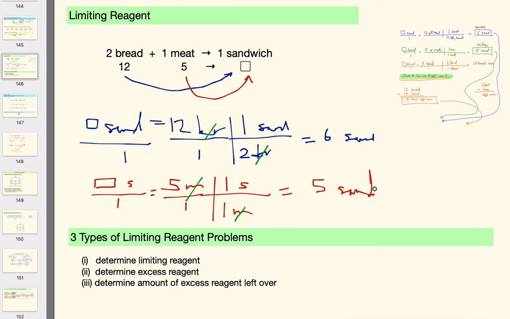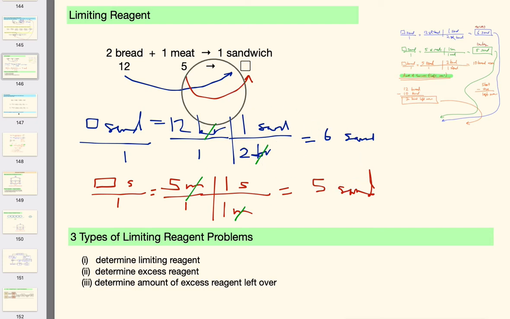Uh-oh, Houston, we have a problem. One of these says I can calculate 6 sandwiches. The other calculation says I can calculate 5 sandwiches. Only one can be true. What we have here is a problem of limiting reagents. And that is, one material is in short supply.